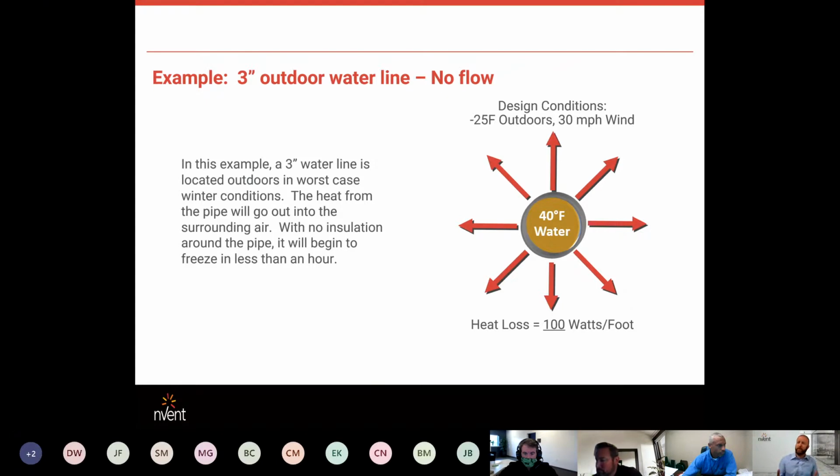Well, you can see at a 40-degree process, and it's minus 25 out, with winds blowing at 30 miles an hour, your heat loss through the wall of that pipe without any insulation or heat tracing will be 100 watts per foot, which is very high. In the next slide, you'll see it really hammers home the importance of insulation.